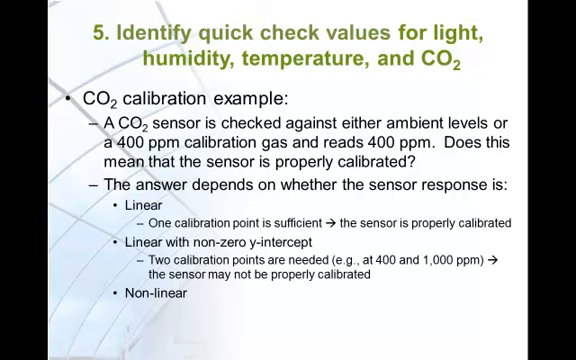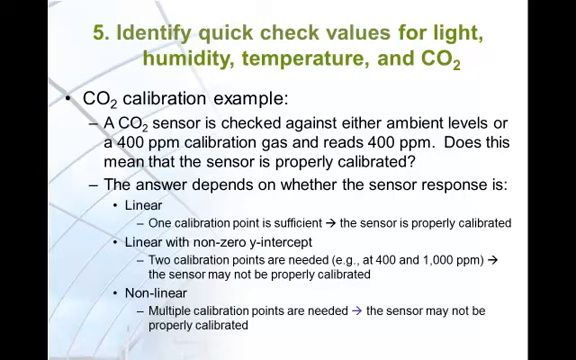If the sensor has an offset, or a non-zero y-intercept, 2 calibration points are needed. This sensor, even though it reads correctly at 400 parts per million, may not be properly calibrated. The sensor may not read correctly at 1000 parts per million, for example. If the sensor is nonlinear, multiple calibration points are needed, and therefore we cannot assume from the quick check that the sensor is properly calibrated. Also, there are other factors.